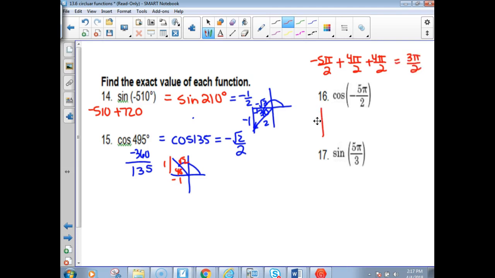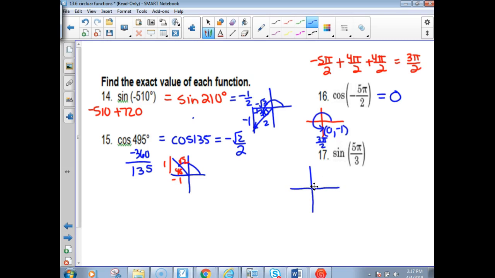Where is 3 pi over 2? Well, we should have that memorized, that it's at 270. It's a quadrantal. And that point there is 0, -1. So what's the cosine? 0. The cosine is the x value of that point. Okay. 5 pi over 3.